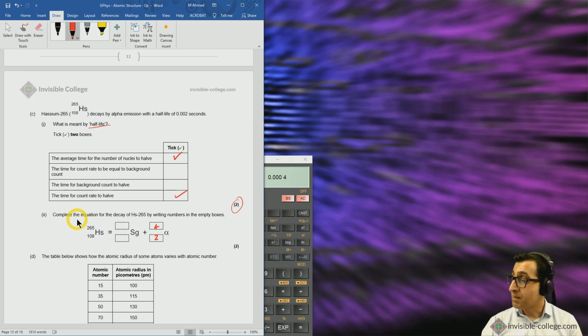And so the mass number of this element must be this 265 minus 4. So this mass number is 261. We also know, for similar reasons, that the atomic number of this element must be equal to this atomic number minus 2, and so this gives us an atomic number of 106. So that would get you the 2 marks: 1 for the correct numbers here, and 1 for the correct numbers here.